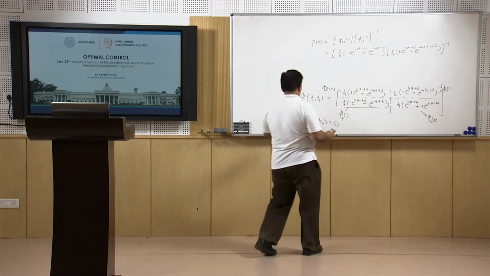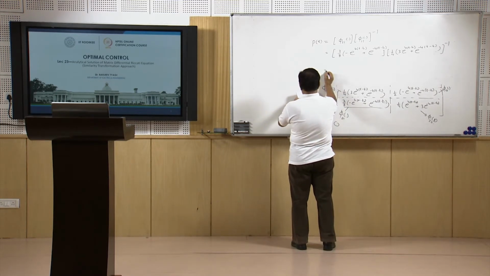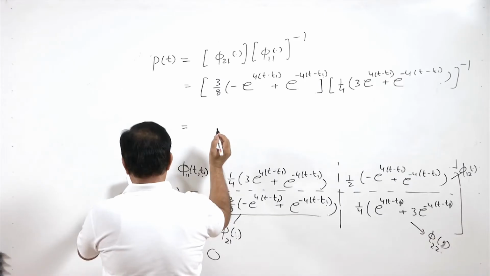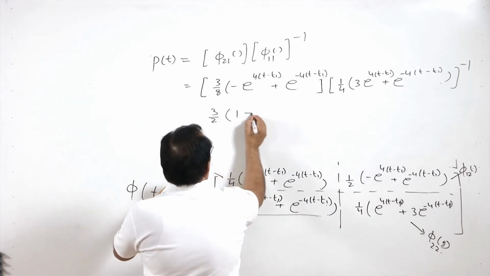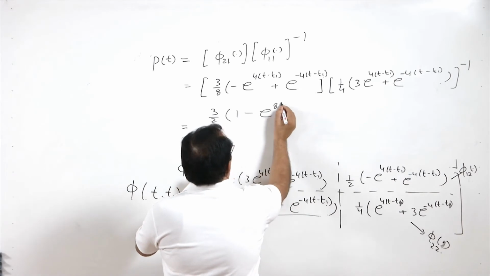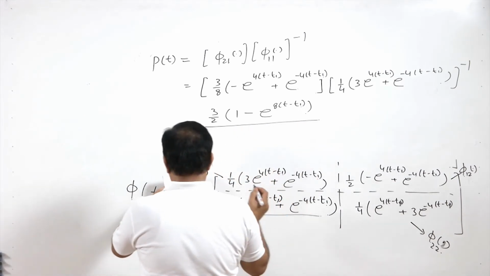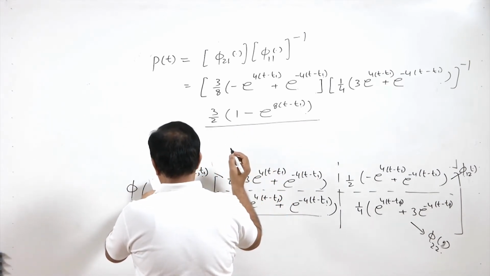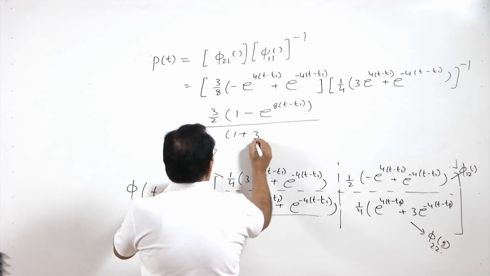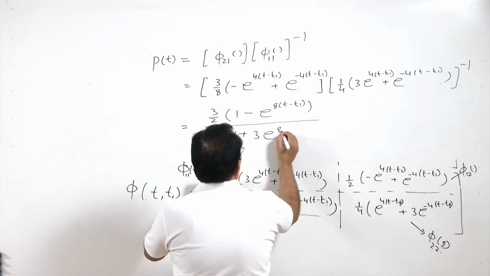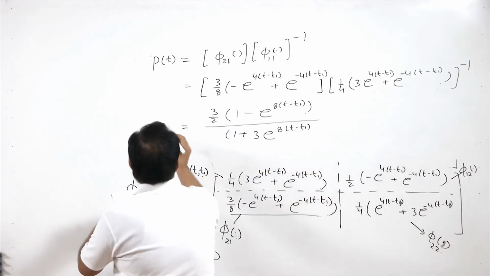I can write this, and if I simplify this, I will get the final result as P(t) equals 3 by 2, times 1 minus e to the power 8(t − t1), divided by 1 plus 3 e to the power 8(t − t1). So this is nothing but P(t).